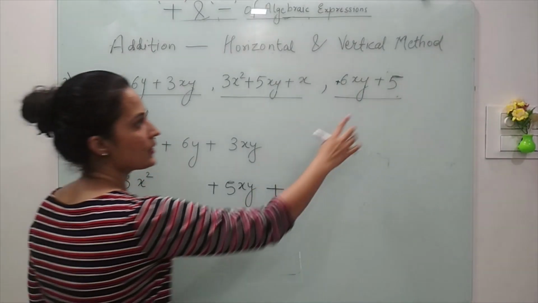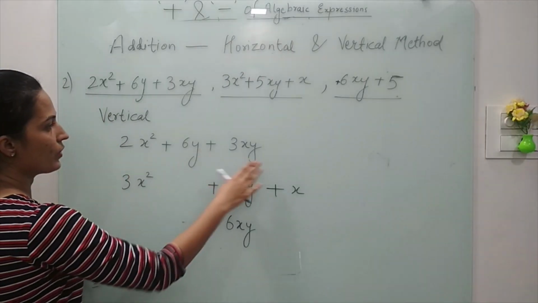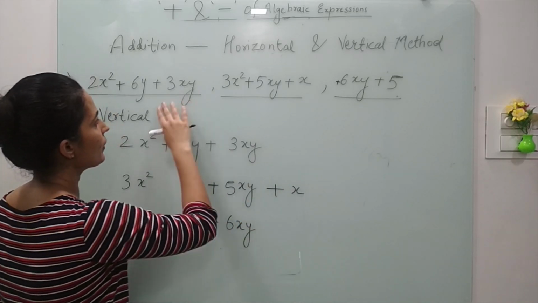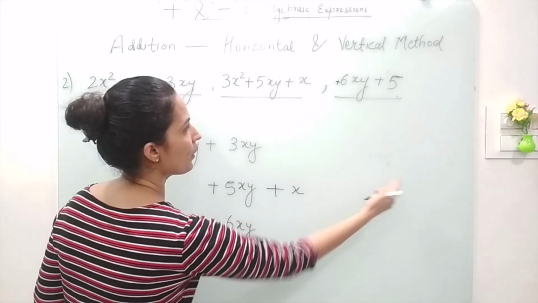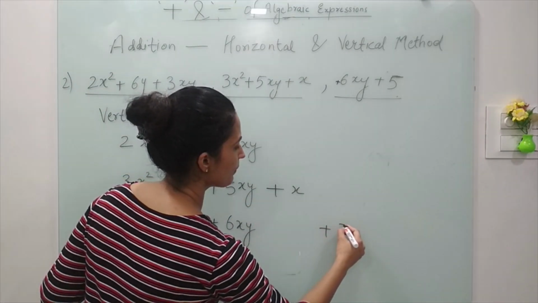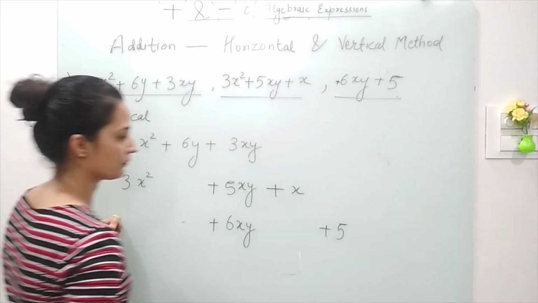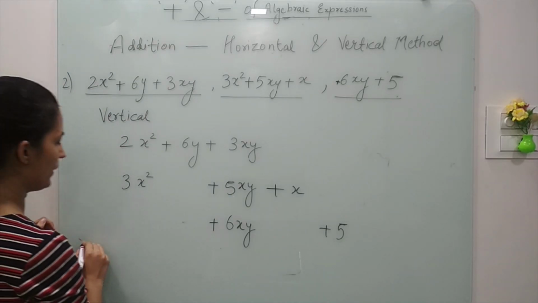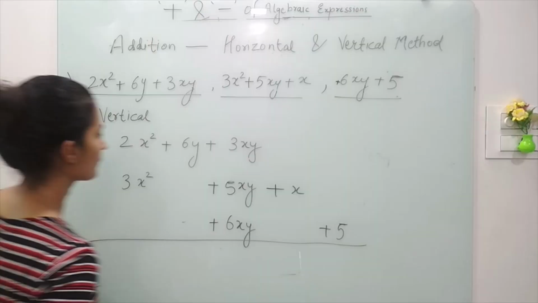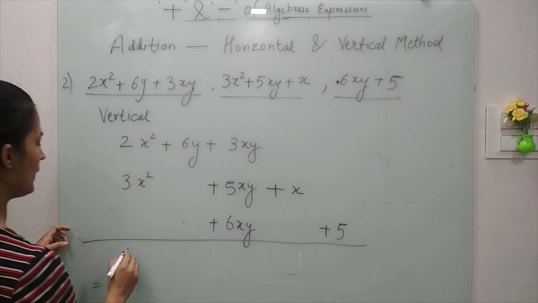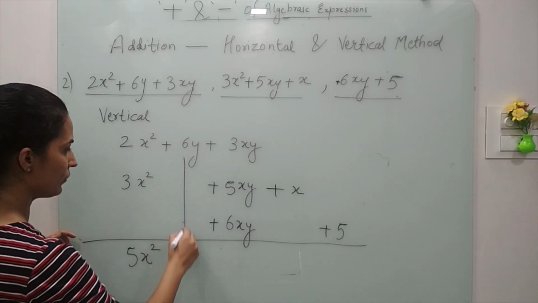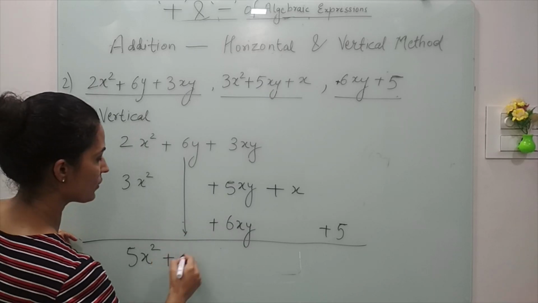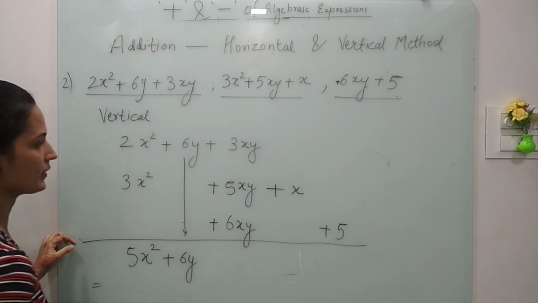And now if you see, this is a constant. There is no constant here in the first two expressions. So again, where do I write that? I'll again go beyond this and write here plus 5. Now let's see what is the answer. 2 plus 3, it is 5x square. There is nothing to add here, so this 6y will come as it is.